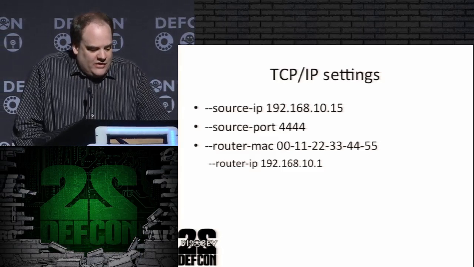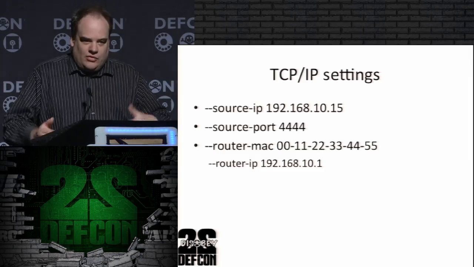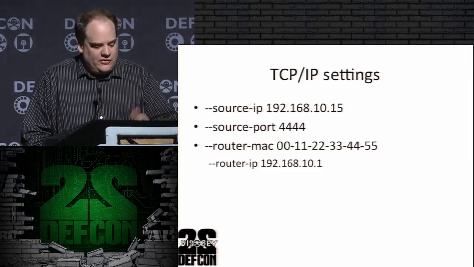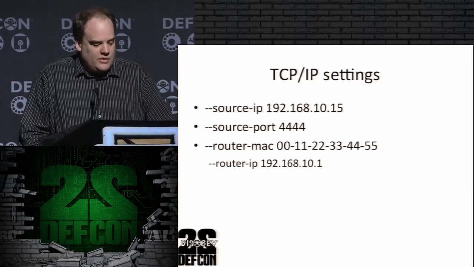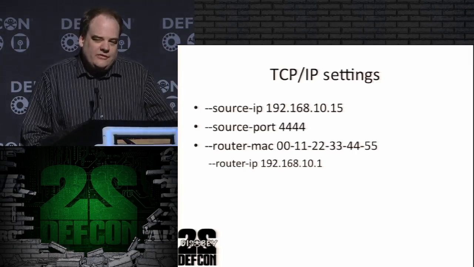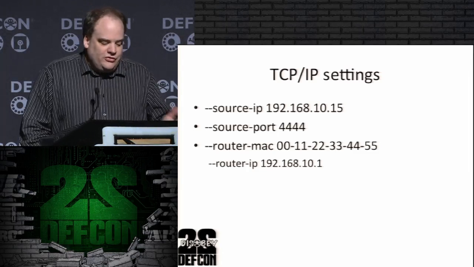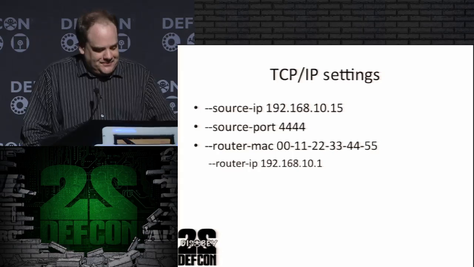So the basic configuration is set. If you don't want to rely upon the defaults, or if you're having problems, just set them manually with the source IP, the source port, and you have to configure the router MAC address. Usually the router IP just works because it'll ARP it.